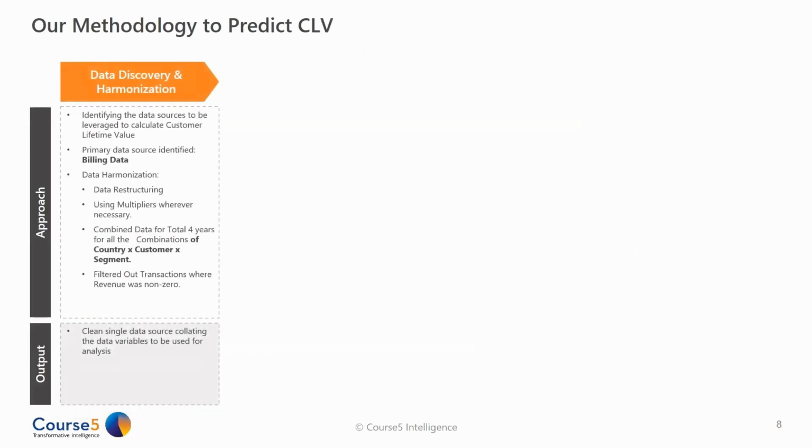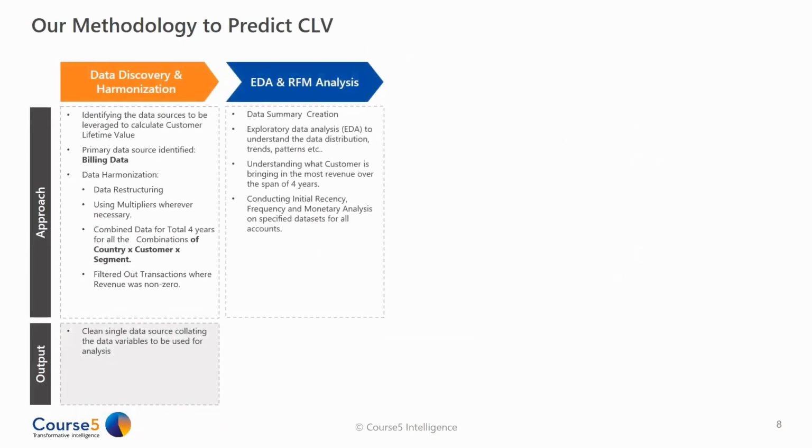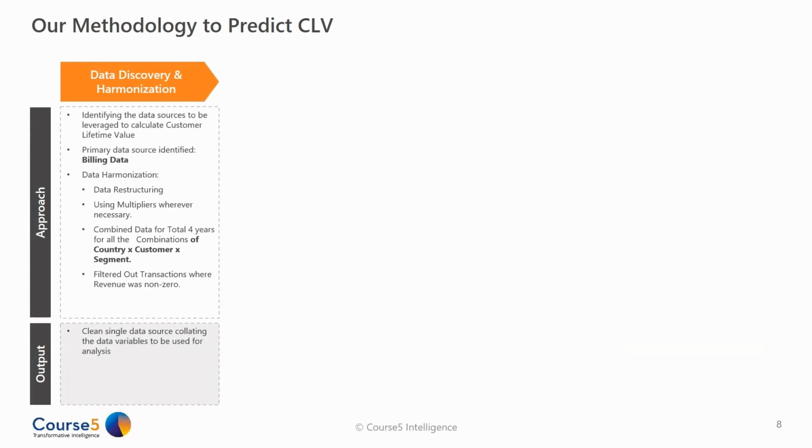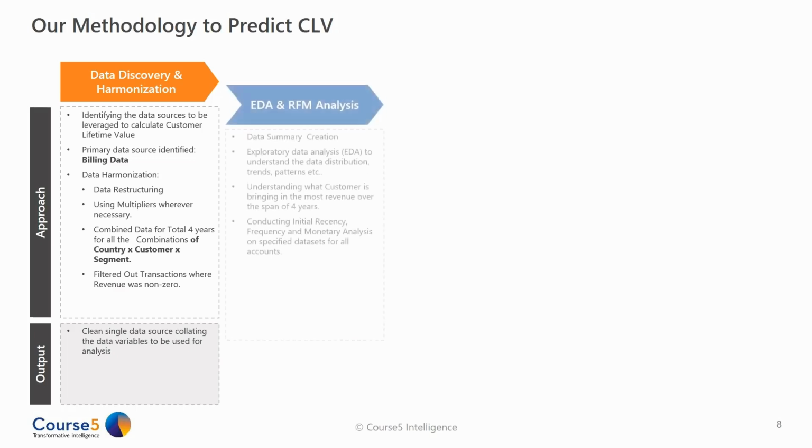Now, this is a slightly more detailed step on our approach, which starts with data discovery and harmonization, where we identify the different data sources, data harmonization, restructuring, everything was done. And this is basically saying what data we had from a historical perspective and how we combined it. The output of this stage is simply a clean single data source, which has all the variables that can be used in the analysis.